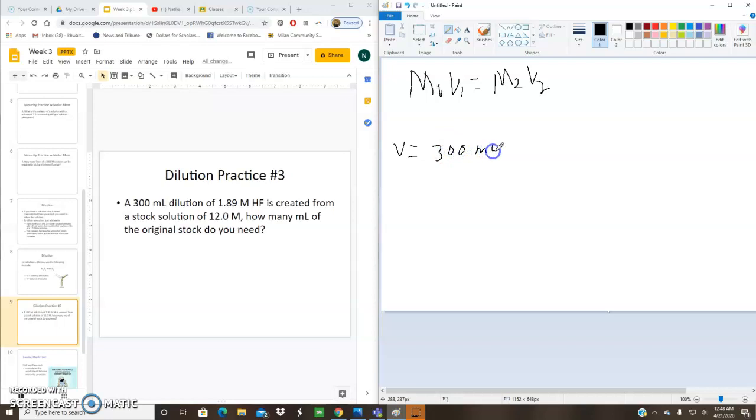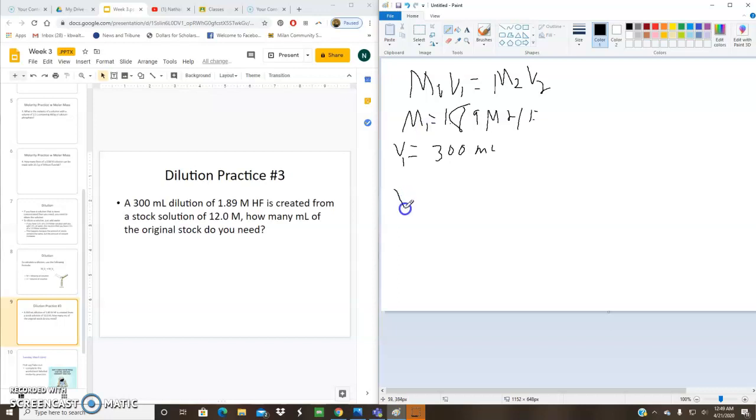300 milliliters. Dilution of 1.89 molar HF. Now, molarity is probably the easiest unit to find in any problem because it's going to already be marked as molarity. So we have molarity is equal to 1.89 molar HF. Now, these two numbers are connected because it's saying of 1.89. So I'm going to go ahead and mark both of these with 1. Is created from a stock solution of 12 molar.